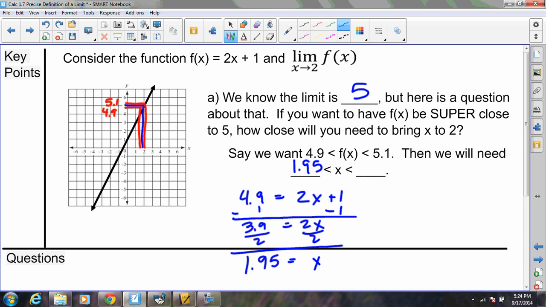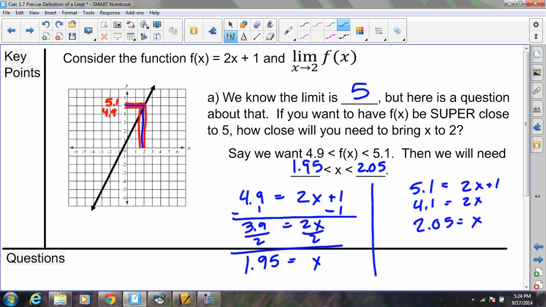Well, if I do the exact same thing on the right, 5.1, subtract 1, divide by 2, and I get some bounds on the left and right. If I want the y value height of my function to be between 4.9 and 5.1, I am forced to pair it with x values that are between 1.95 and 2.05.